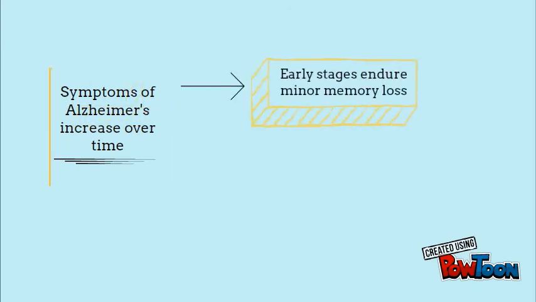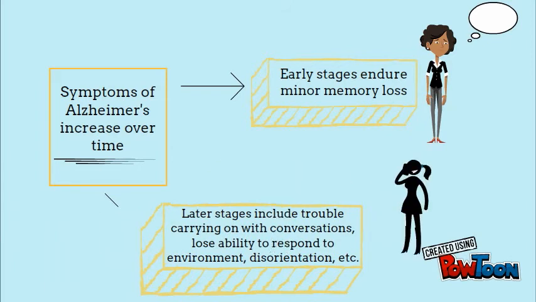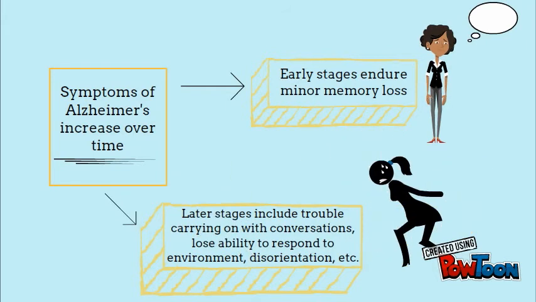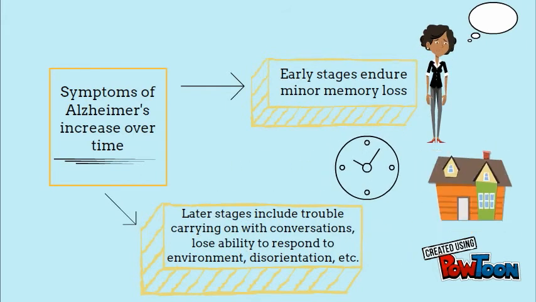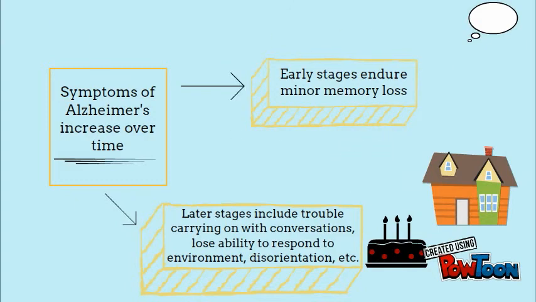As a result of the changes in the brain, there are many symptoms. Early stages endure minor memory loss. Late stages endure trouble carrying on with conversations, losing the ability to respond to the environment, disorientation, confusion about events, time, and place, and difficulty speaking, swallowing, and walking.